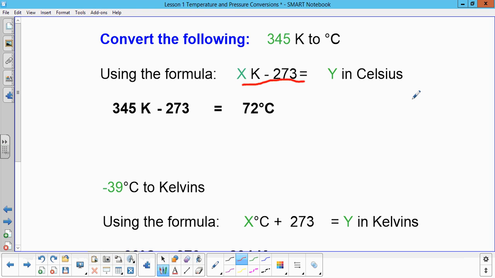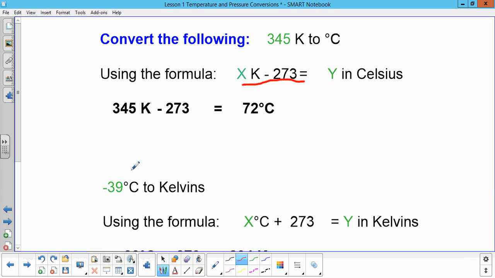If, for example, I was doing a problem and we figured out the temperature was operating at 345 kelvins, and you're like, oh, that doesn't make a lot of sense to me. How can I change that to Celsius? All you would do is minus 273. 345 kelvins minus 273 would be 72 degrees Celsius. Now, that's something that has some meaning to us. That would be like the temperature of a nice warm bathtub.